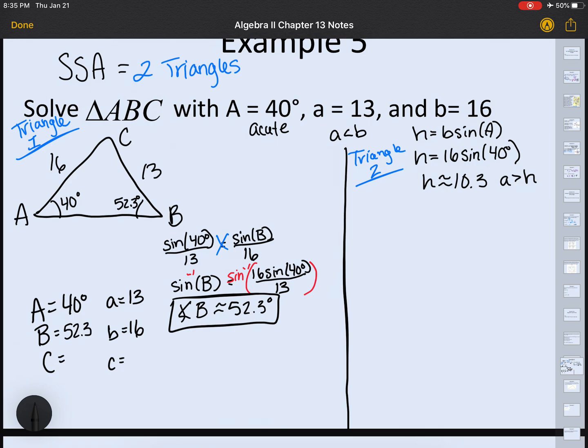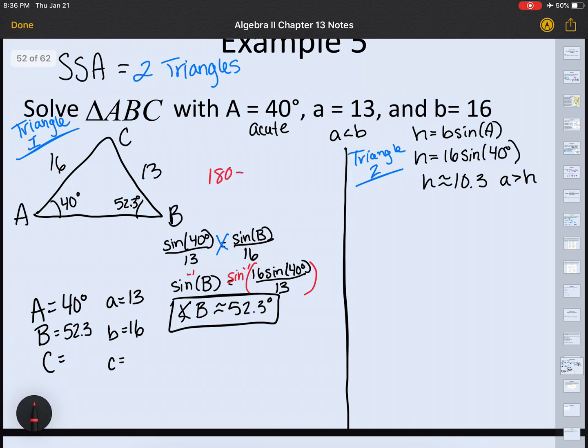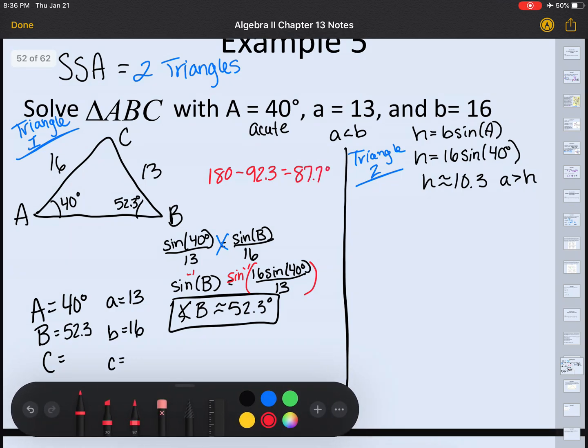Now in order to get angle C, well, we know our entire triangle again is 180, and we subtract from what we know, so 40 degrees plus 52.3 degrees, that is 92.3. And if we subtract those, we get 87.7 degrees. So that is C.